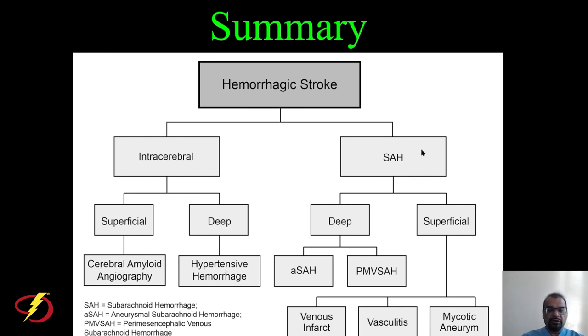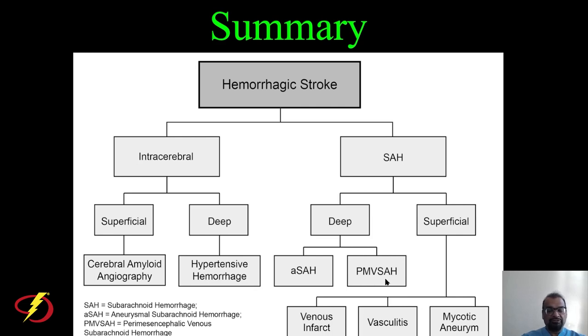Similarly, if you see subarachnoid hemorrhage, you have to ask yourself, is this in a deep location or a superficial location? If it's deep, think of aneurysmal subarachnoid hemorrhage or perimesencephalic venous subarachnoid hemorrhage. Remember, this form of venous subarachnoid hemorrhage has certain diagnostic clues. Remember, veins have less pressure than aneurysms. So on a CT scan, these bleeds tend to be laterally oriented around the pons or the midbrain within the prepontine and ambient cistern, okay?